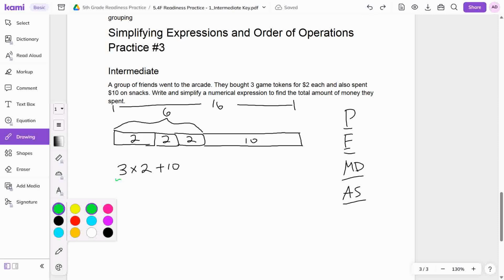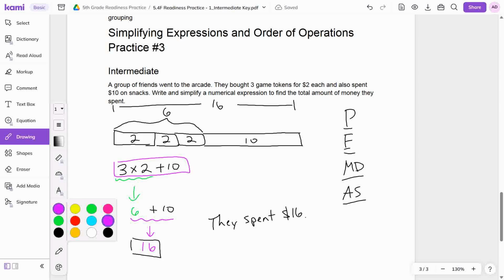And so let's do this. This is going to give us 6 and then plus 10. And so you put those two together and you get your 16. And so they spent, I'm going to put this right here, $16. Now that's my total, but we also needed to write a numerical expression, so I'm going to just kind of box this right here so it's easy to see. 3 times 2 plus 10.